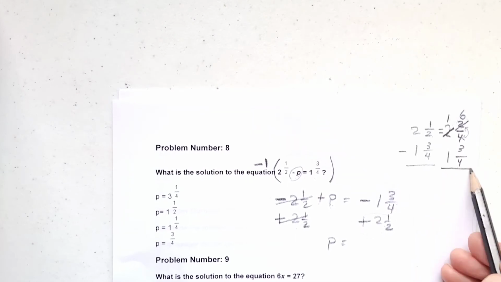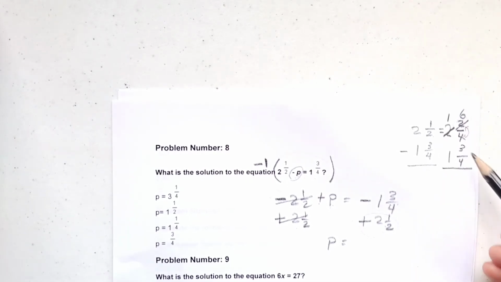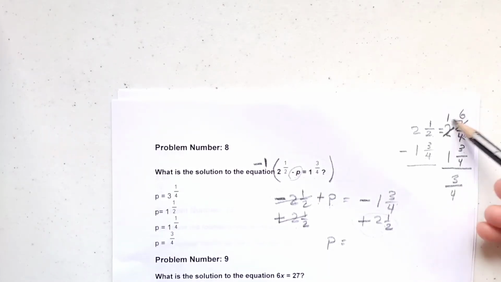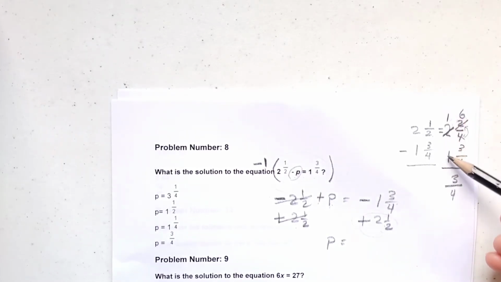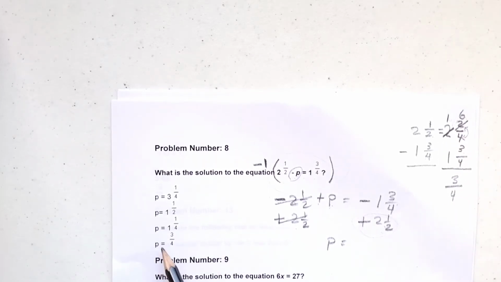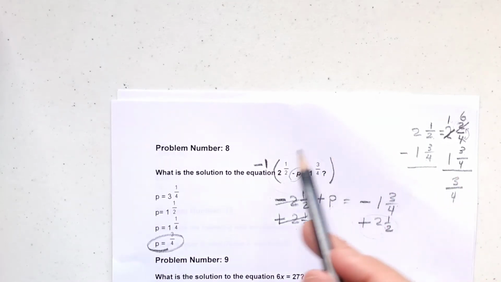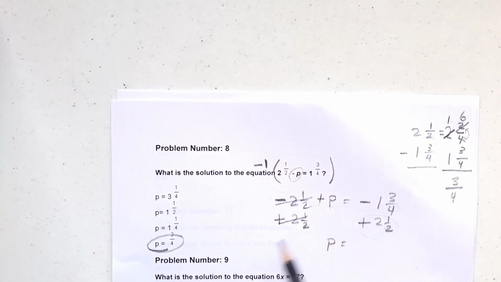So now we're going to have 6 minus 3 is 3. The denominator stays the same. We don't have any more whole numbers because 1 minus 1 is 0. So 3/4 is our final answer. Took a while, but we got it. You might have to watch this one a couple times. All right. Moving on.